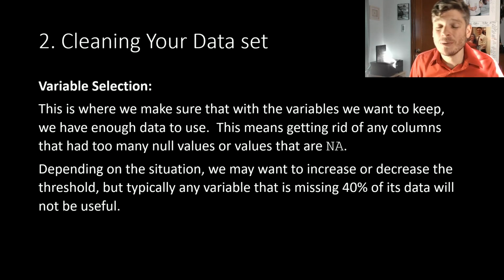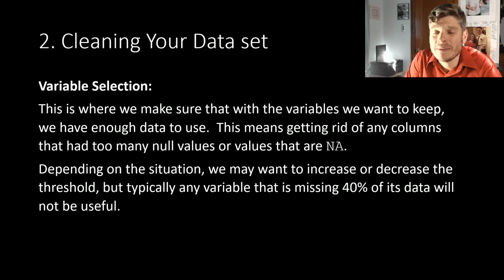Now, how much missing data is a bad amount of missing data? It's going to be different for every case, and we can set different thresholds for the variables and the data sets that we're looking at, depending on, again, what we're really looking at. A good rule of thumb probably, though, is that if we're missing 40% of the data or more for a particular variable, get rid of it.